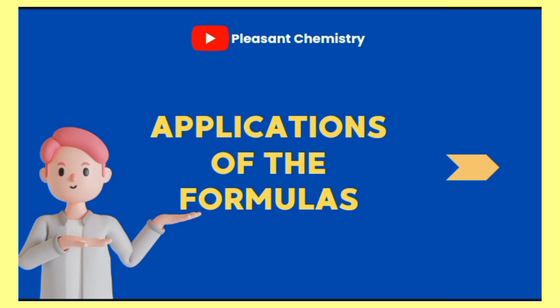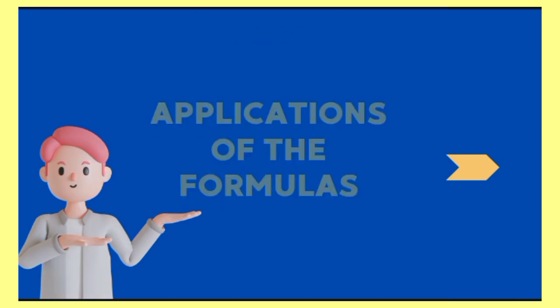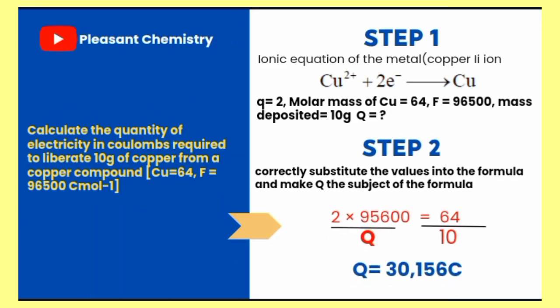Let's do some practice questions, applications of this formula. Calculate the quantity of electric current in coulombs required to liberate 10 grams of copper from a copper compound. Now look at how we are going to solve it step by step.